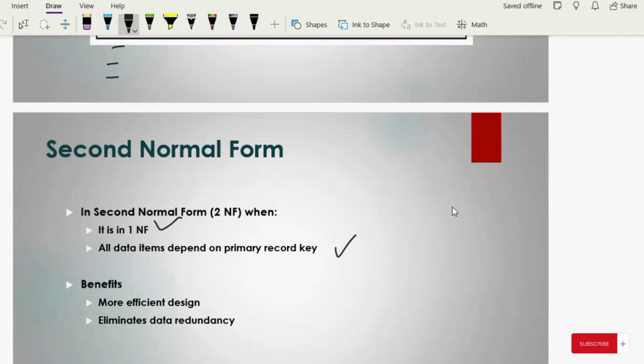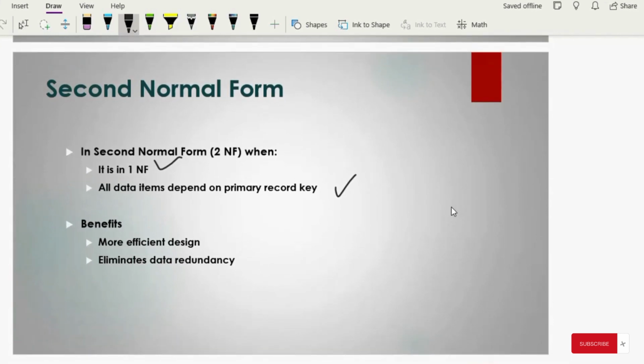I explained to you already the concept of the primary and the secondary key. Primary key is the unique key in the table which is not repeated again. So the primary key should be the foreign key in the other table, so that we can match the information and generate our required report. So all the data items depend on the primary key. So two features are there. Firstly, it should be in its first normal form, and all the data items depend on the primary key.